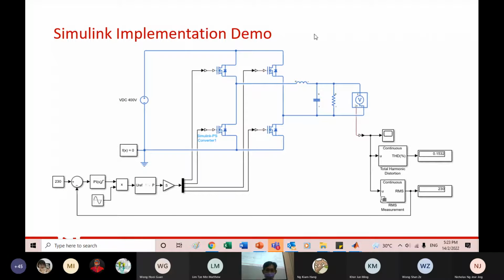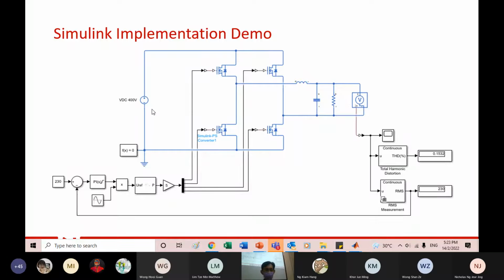So the topology on this side is widely used in many stand-alone inverters. This means the inverters are not connected to the grid, like the inverter used inside your car or camper car, anything like that, not a grid-connected system.